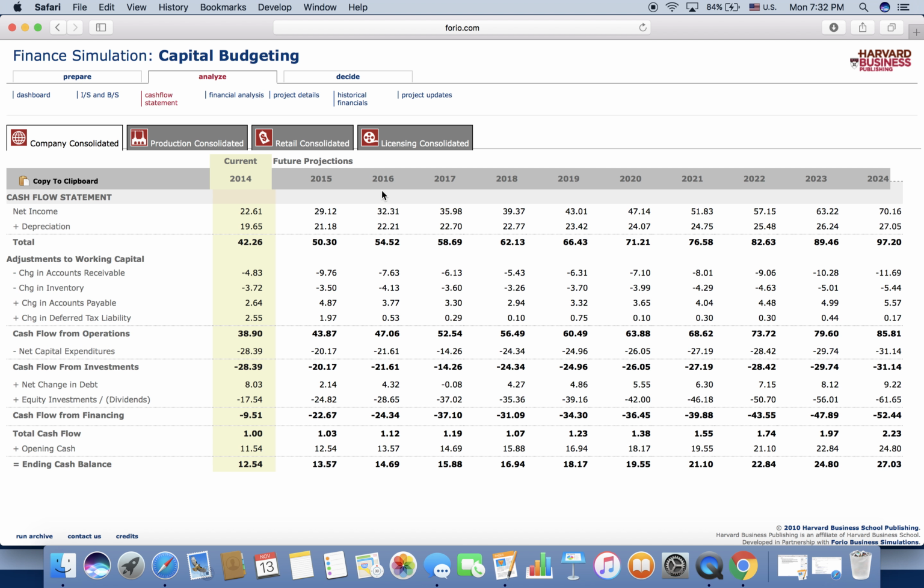So 50.30. 2016 would be 54.52. And 2017 would be 58.69. So it looks like my cash flow statement looks pretty good. And then my ending cash balance. So my 2014 is 12.54, and then it looks like 2015 is 13.57. It does look like in 2016 it falls short a little bit. Oh, no. So 2015, yeah, sorry, it's 13.57, and then it goes up to 14.69. 2017, 15.88.